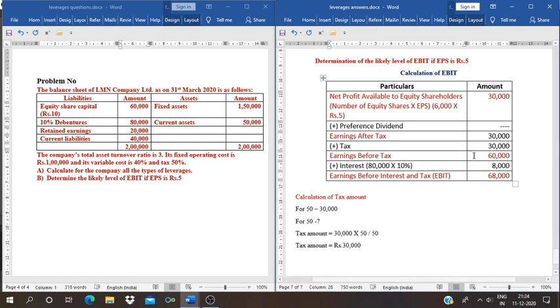Okay. And about this tax amount, you have to keep in mind that earnings before tax will be 100%. For example, if the tax rate is 30%, earnings after tax will be 70%. One more example I am giving: if the tax rate is 20%, earnings after tax will be 80%. Okay. Thank you.